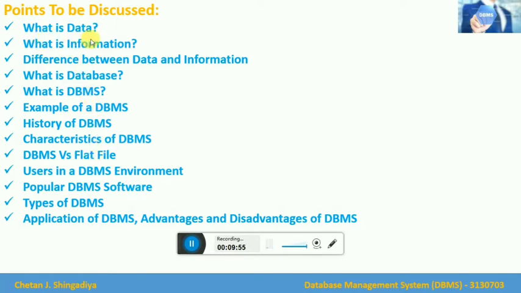That is, what is data, what is information, the difference between data and information, what is database, what is DBMS, the example of DBMS, history of DBMS, characteristics of DBMS, DBMS files versus flat files, users in a DBMS environment, or we can say the database users, and the popular DBMS software. Then we are going to see the types of DBMS, and at the last the application of DBMS, advantages and disadvantages of DBMS.